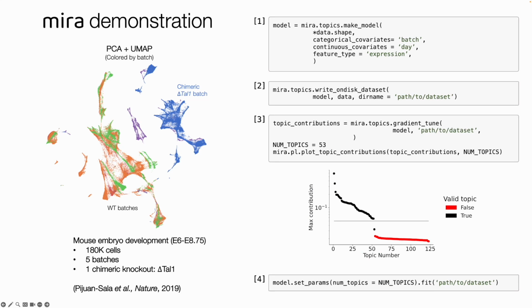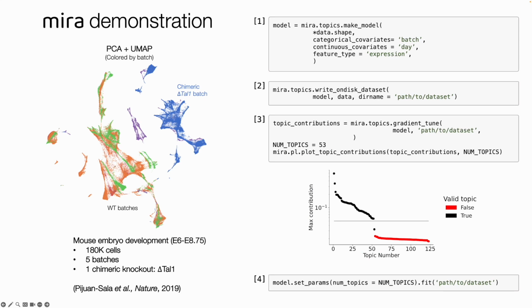This data, generated for Pijuan Sala et al., captures mouse embryo development with 180,000 cells. Data was collected in 5 batches, 4 to construct a wild-type reference atlas, and a 5th in which the tau1 transcription factor, required for formation of the erythroid blood lineage, was knocked out. The perturbed batch, shown in blue, exhibits quite strong batch effects that preclude comparisons with wild-type cells using PCA. The right side shows the code to analyze this dataset using Mira.